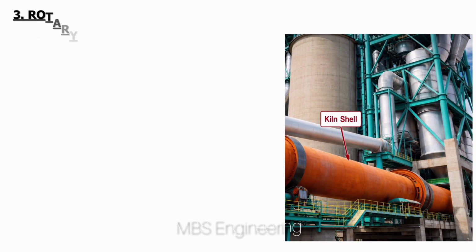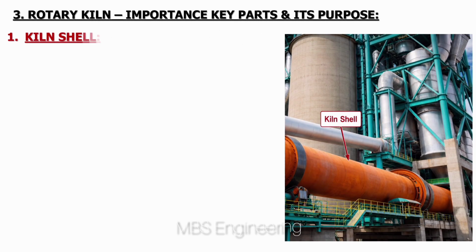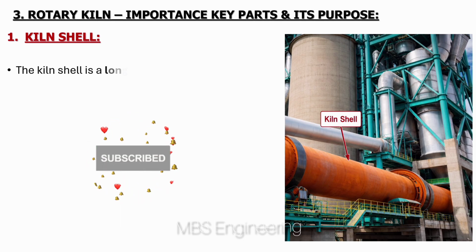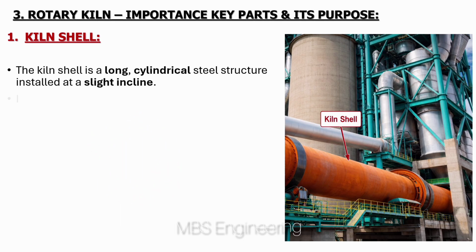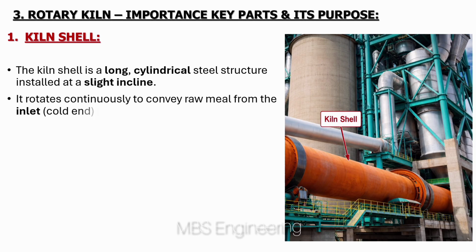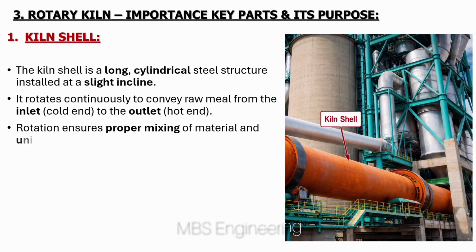The first important key part is the kiln shell. Please refer to the picture showing the kiln shell. The kiln shell is a long, cylindrical steel structure installed at a slight incline. It rotates continuously to convey raw meal from the inlet, or cold end, to the outlet, or hot end. Rotation ensures proper mixing of material and uniform heat transfer along the kiln length.